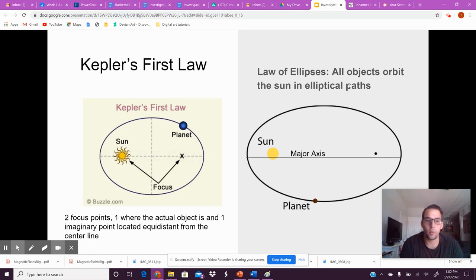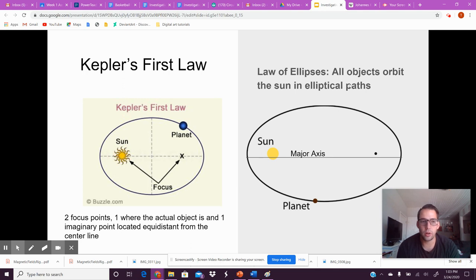Before this, like I said, we thought that we went around the sun in a perfect circle, which isn't the case. Actually, all the planets go around an elliptical path, and it looks just like this. So, on the left-hand side, you're going to have Kepler's first law. You see the sun is on the left, and then there's an X directly opposite, and that's the other focus point. So these are two focus points. One is where the object is that is being orbited, and then the other focus point, nothing's there. It's just a reference point.